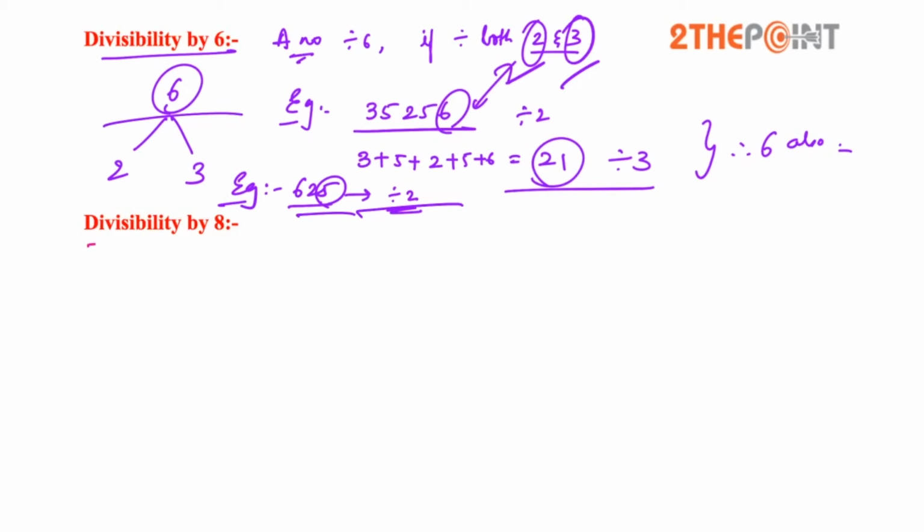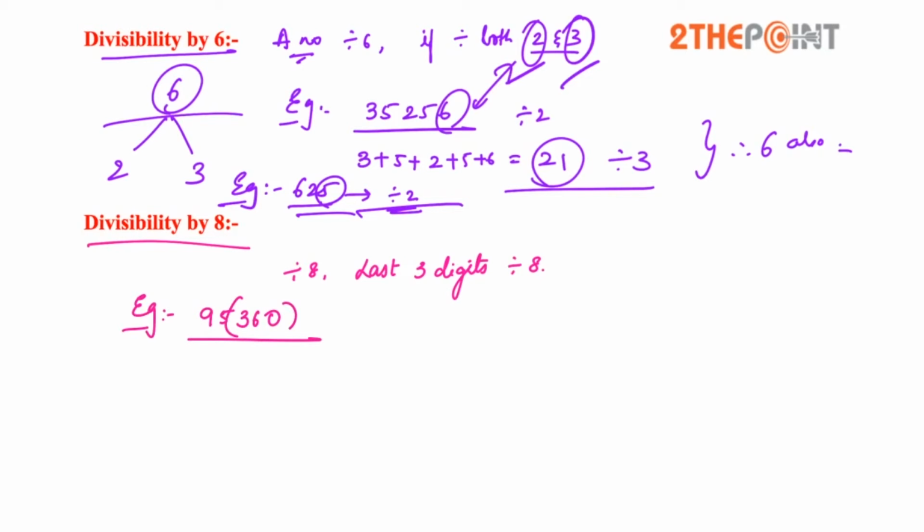Next, let's see the divisibility test by 8. A number is said to be divisible by 8 if its last 3 digits are divisible by 8. For example, let's take the number 95360. For this huge number, consider only the last 3 digits, that is 360. Check whether it is divisible by 8. 8 4s are 32... 360 is 8 times 45, since 8 45s are 360. So hence the given number is divisible by 8.